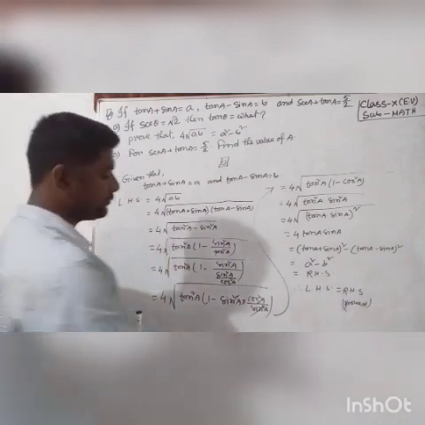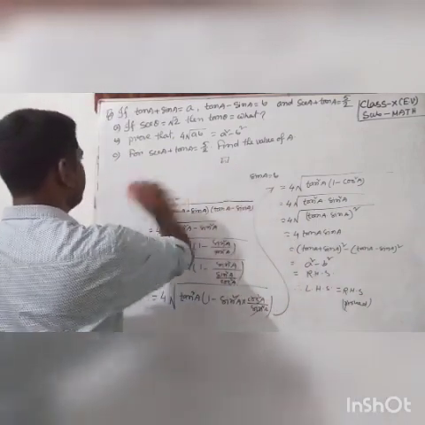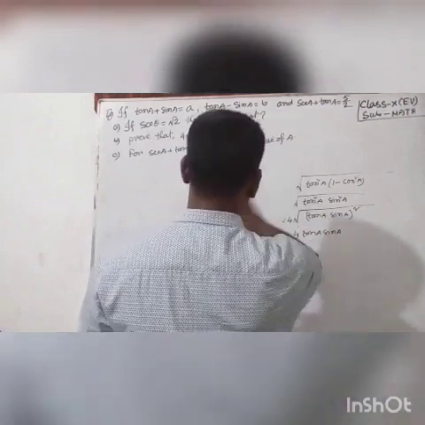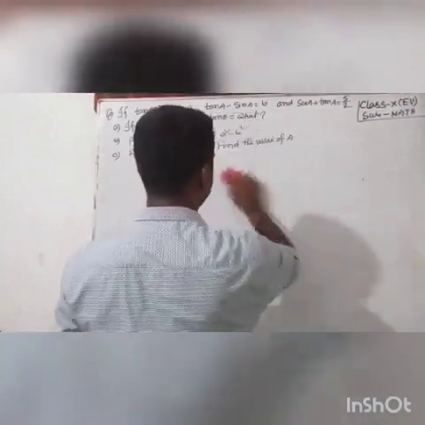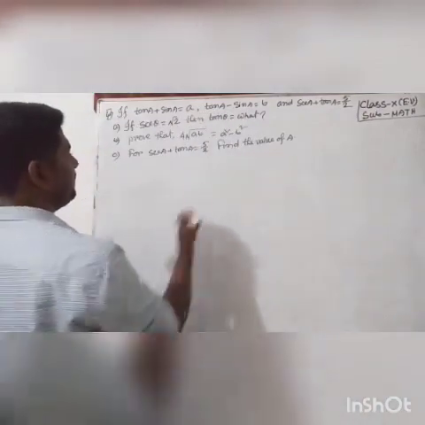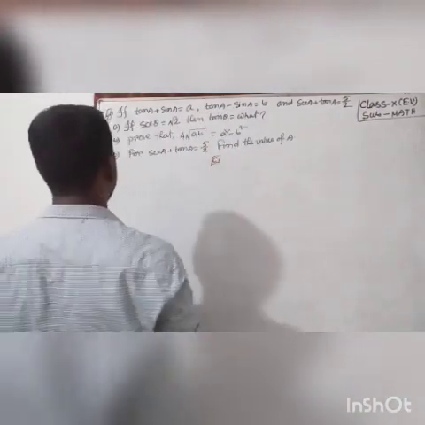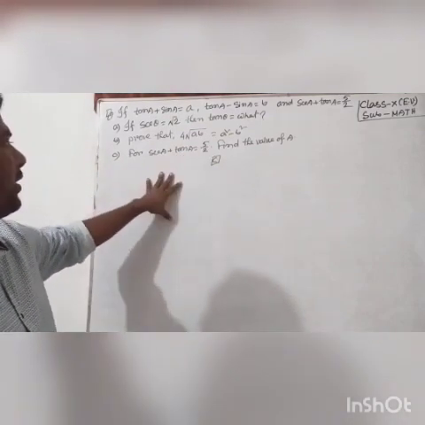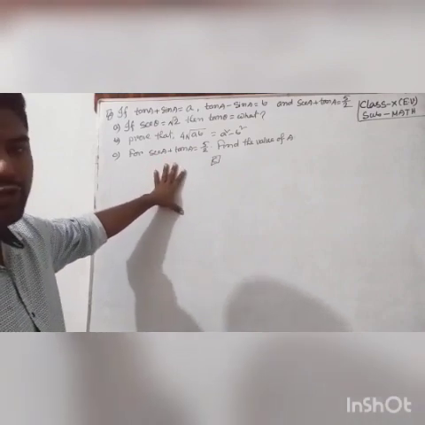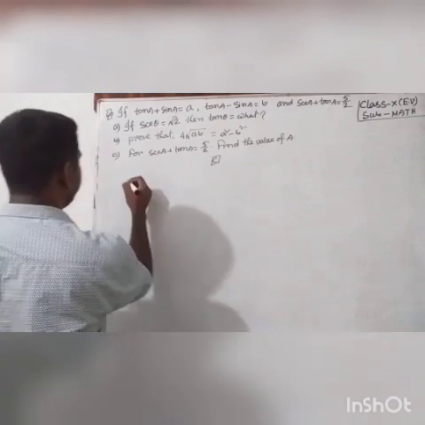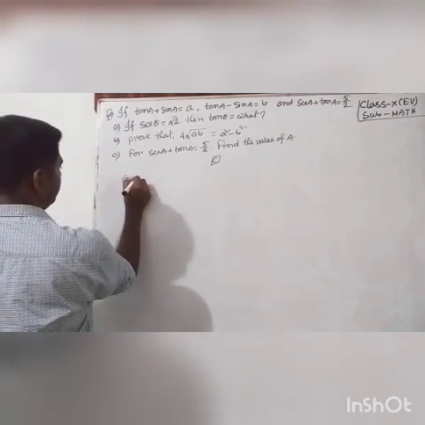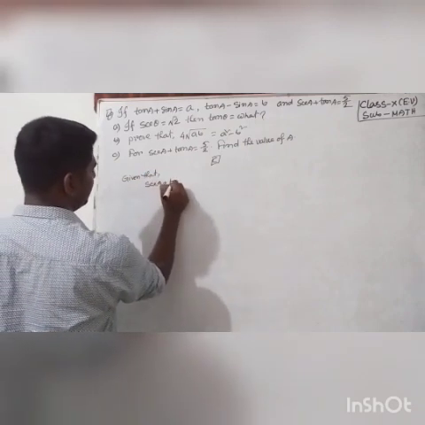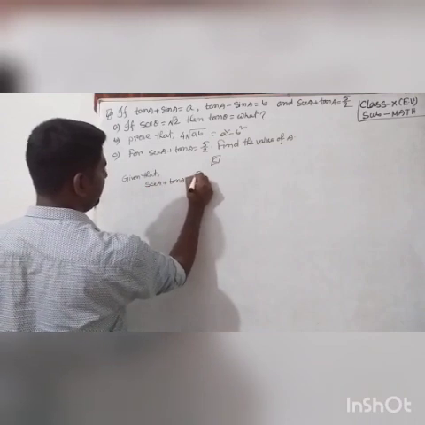Okay, number C. For sec a plus tan a equals 5 by 2, find the value of a. That means for sec a plus tan a, we have to find out the value. So we can write, given that sec a plus tan a equals 5 by 2.